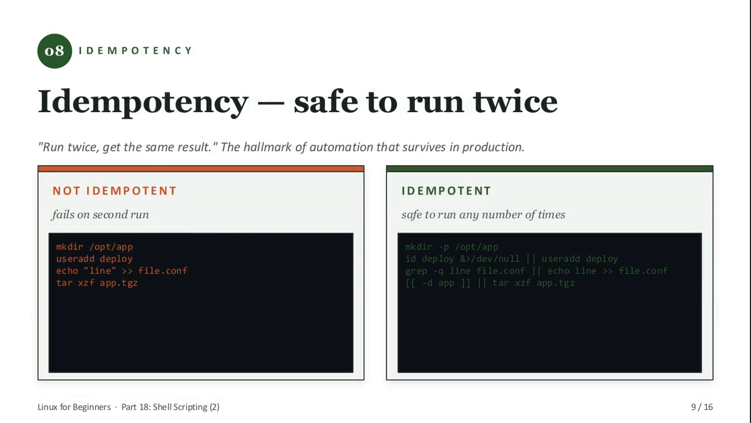Safe by default leads us straight into idempotency, the property that lets you run the same script twice or 20 times without breaking anything.